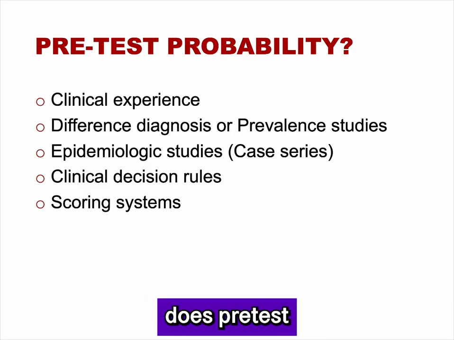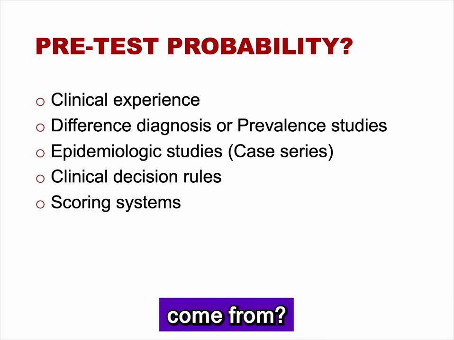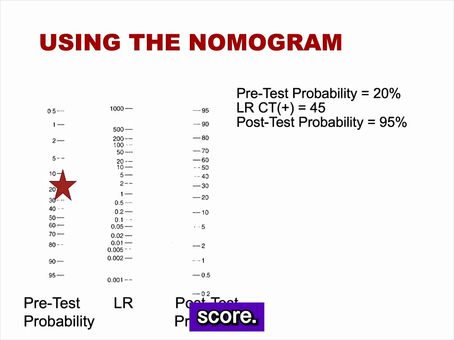Inevitably, the next question is, where does pretest probability come from? It may come from clinical experience, studies of differential diagnosis or disease prevalence, epidemiologic studies, and clinical prediction rules and other scoring systems such as the pediatric appendicitis score.